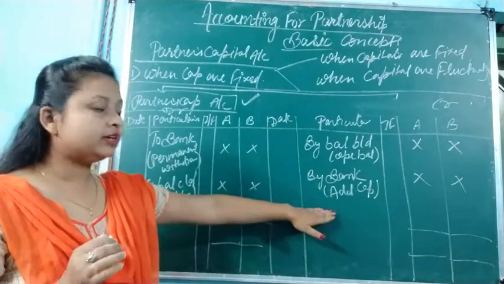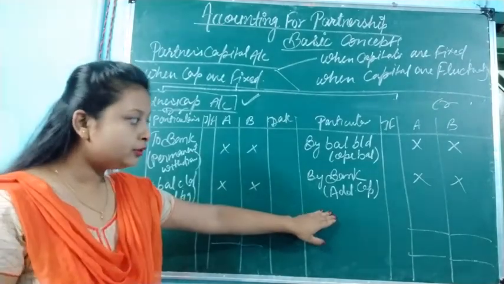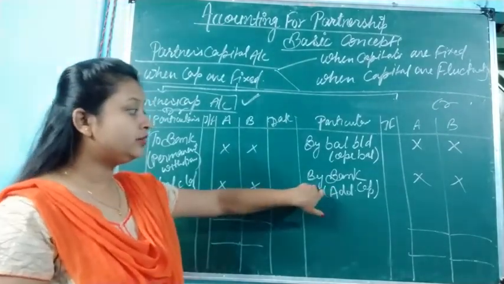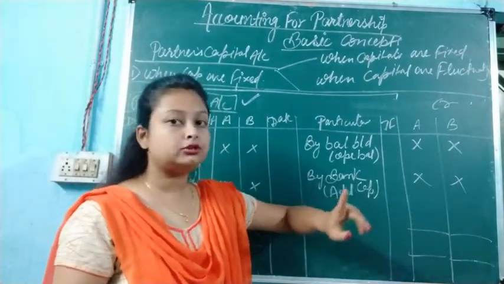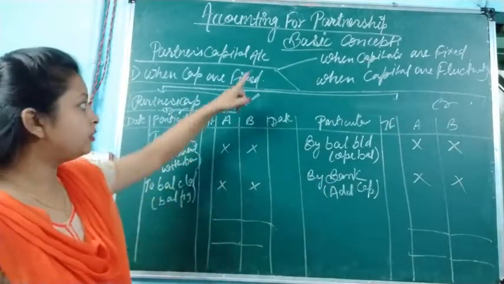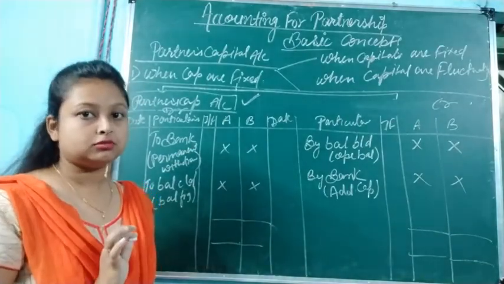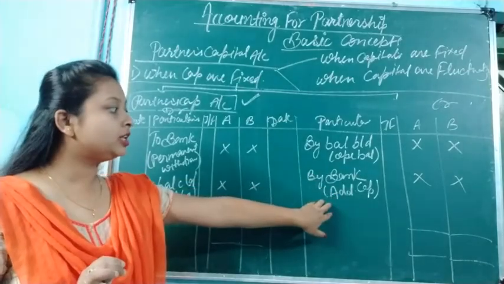After that, if in the middle of the accounting period they introduce fresh capital in the business, then we write that down as by bank, additional capital. That extra amount we write down there. In partners' capital account, in the fixed method, only capital we have to mention. Only capital. Here the opening balance is written, and here we have written the additional capital.